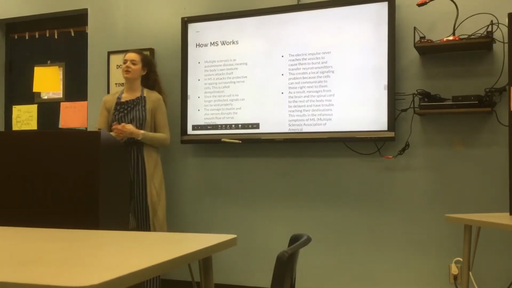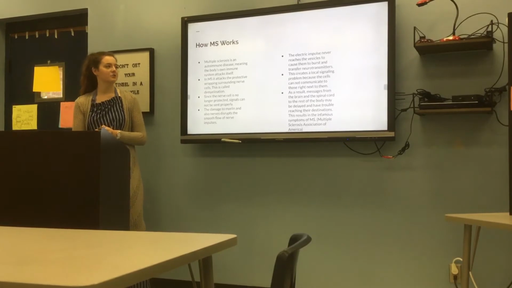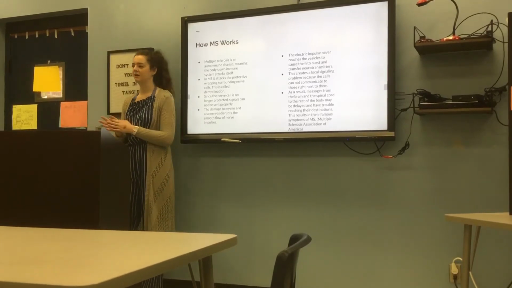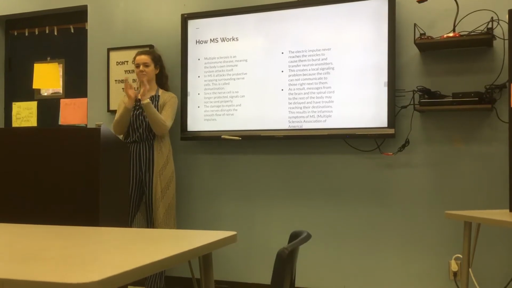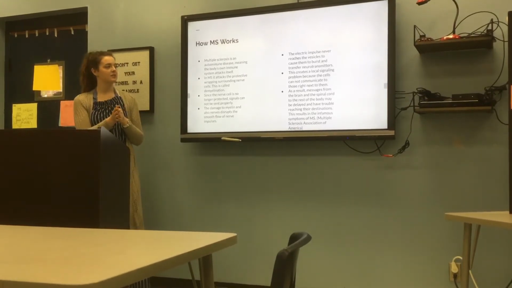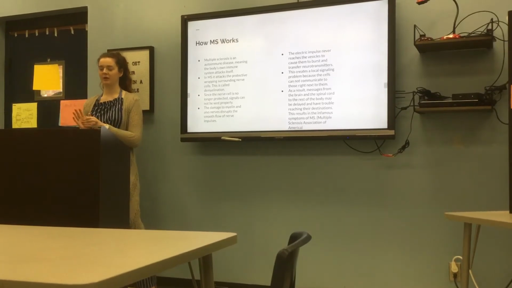Okay, so MS is an autoimmune disease that targets the central nervous system. What happens is an unknown antigen triggers the immune cells to travel through the blood-brain barrier, which is basically surrounding your brain. And the T cells go in and they start attacking your brain and your spinal cord.